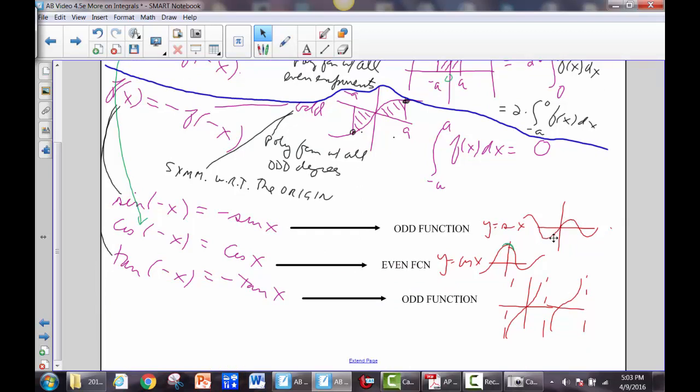Things to keep in mind: y equals sine x is an odd function, as you can see, symmetric with respect to the origin. Cosine of x is an even function. Y equals tan of x is an odd function, again symmetric with respect to the origin.